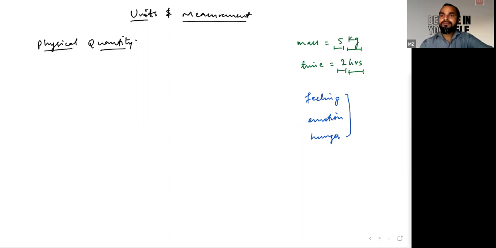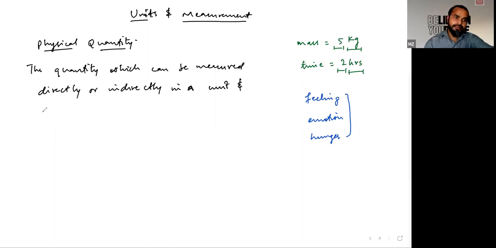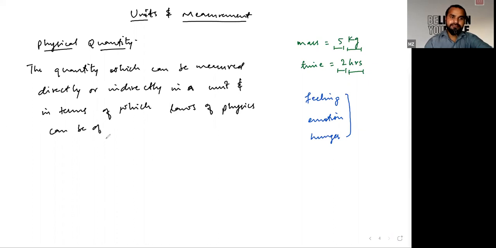So from this, we can conclude if a quantity is measured in terms of some specified numerical value with a specified unit, we call them physical quantity, and the other ones are not treated as physical quantity. Is it okay? So we can define physical quantity as the quantity which can be measured directly or indirectly in a unit, and in terms of which laws of physics can be defined, are called physical quantity.